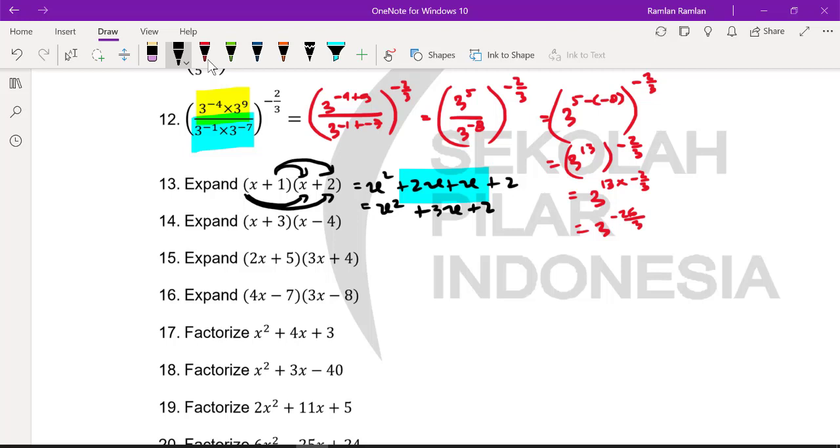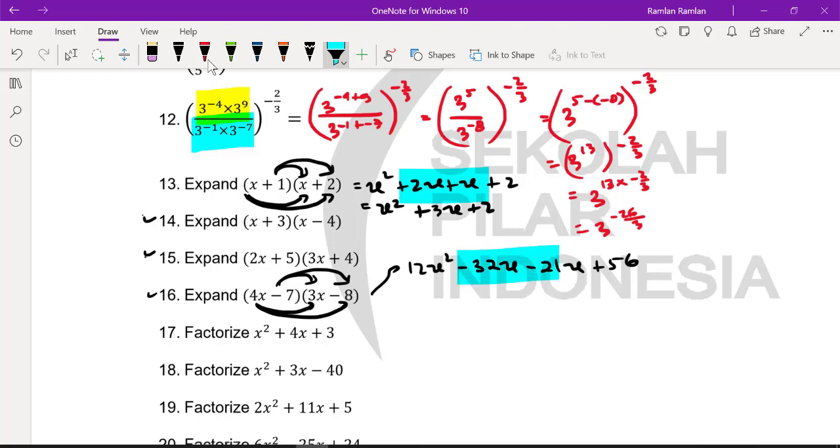Right, so you can do the same exact thing with number 14 and 15 and 16. So I'm going to skip 14 and 15 because it's the same thing. 16 is actually the same thing, but I'm going to show it to you guys. So again, 4x times 3x, there will be 12x squared, and then 4x times negative 8 is negative 32x. Be careful with negative. And then negative 7 times 3x, that'll be negative 21x. And then the last one is negative 7 times negative 8, that'll be plus 56. Okay, don't forget. Be careful with the negative.